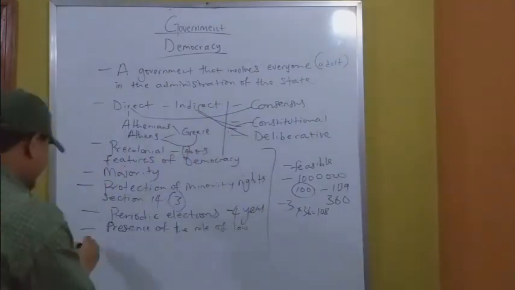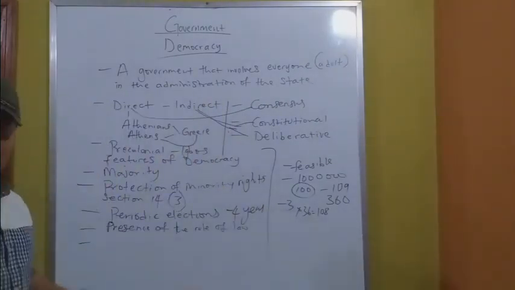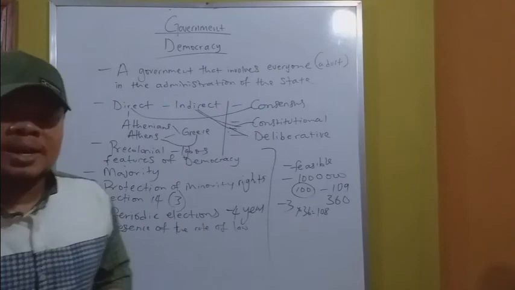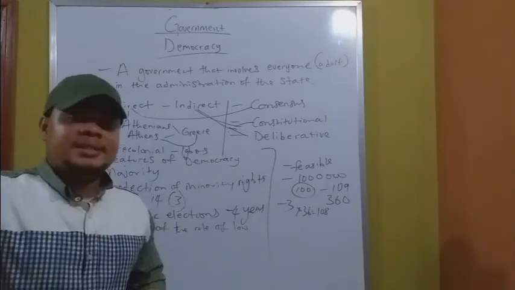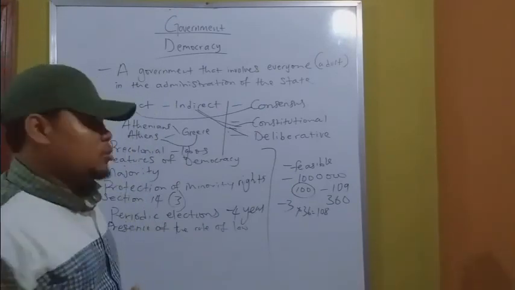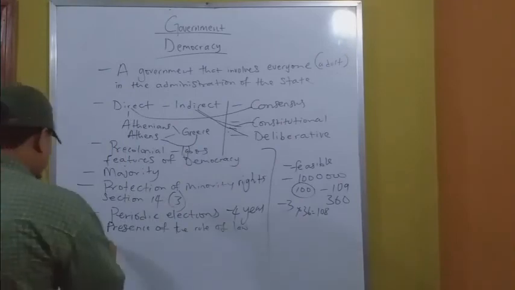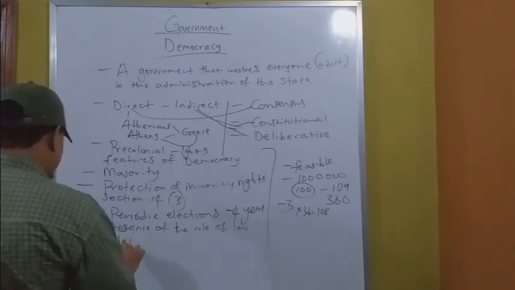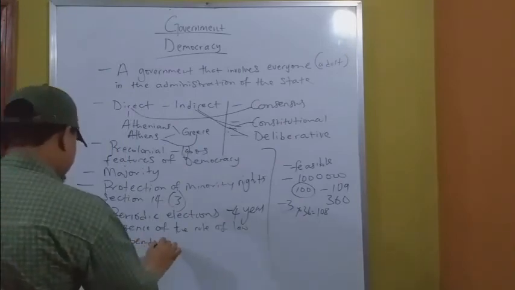Now, number 5. I will stop here. I will admonish you to read your books and get the other features of democracy. Now let me do this, the independence of the judiciary.